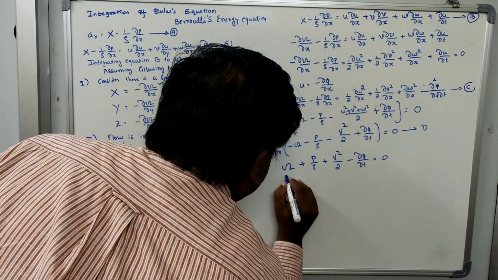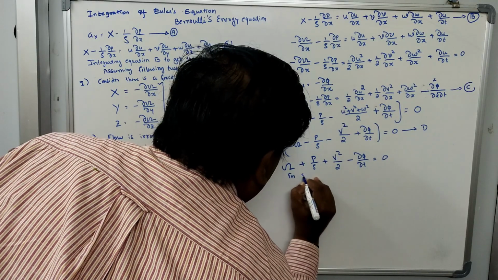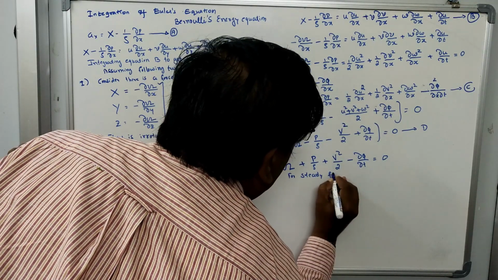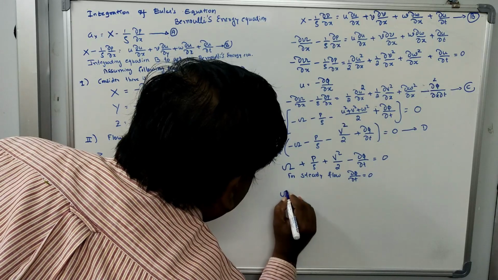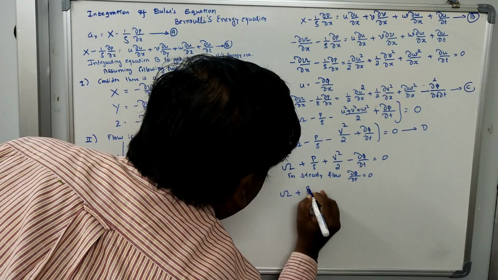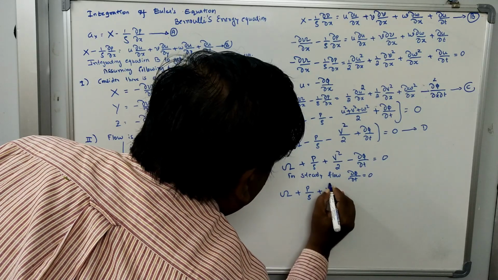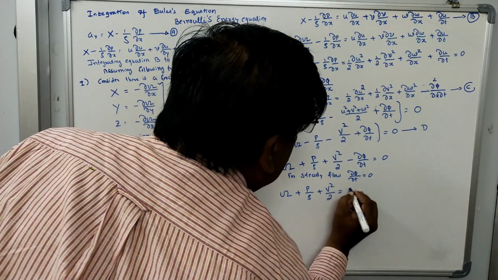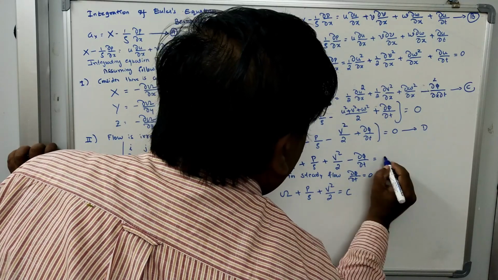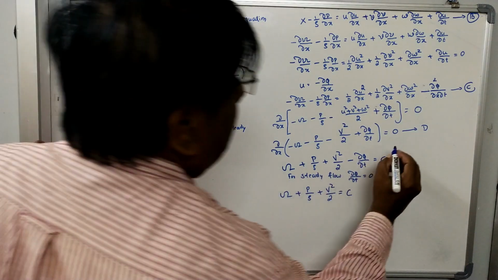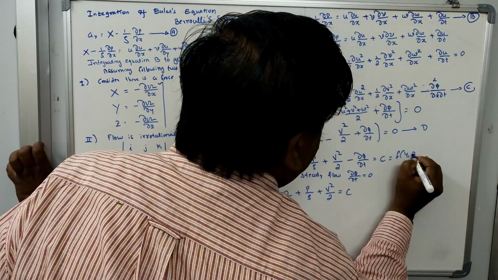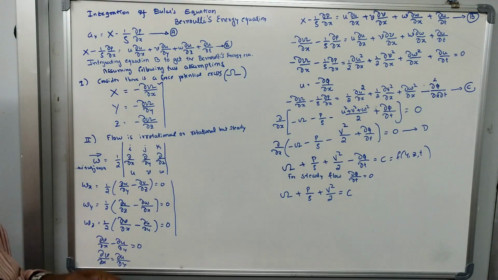Or for steady flow, ∂φ/∂t must be equal to 0. So it is force potential plus p by rho plus v square by 2 is equal to some constant. It is some constant here, or it is a function of y, z and t. So c is the integral constant.